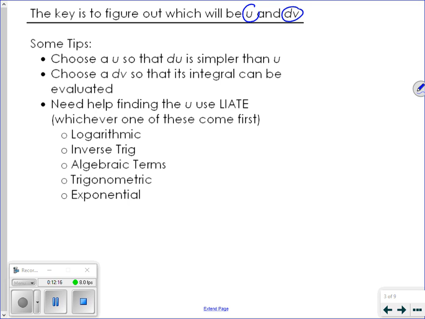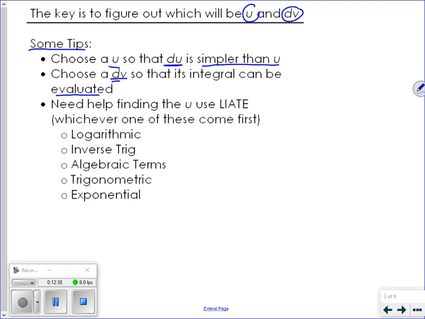But here's some tips to make sure you get the right thing. Choose u so that when you take the derivative, it's simpler. You don't want to have a derivative that's more complicated. And you want to choose dv so that the integral can be evaluated. Don't choose something that you can't take the integral of for dv.